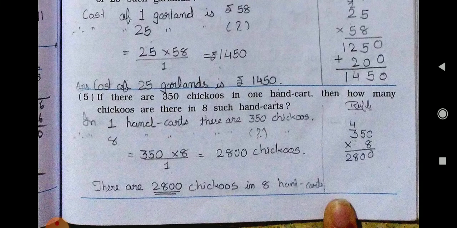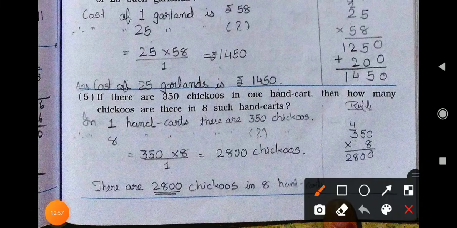If there are 350 chikus in one handcart, then how many chikus are there in 8 such handcarts? Handcarts means हाथ के जो ठेले होते हैं ना, उसको बोलते हैं handcarts. In one handcart there are 350 chikus. 8 handcarts is equal to how many chikus? So 350 multiply with 8, after multiplying you will get 2800 chikus. So there are 2800 chikus in 8 handcarts.